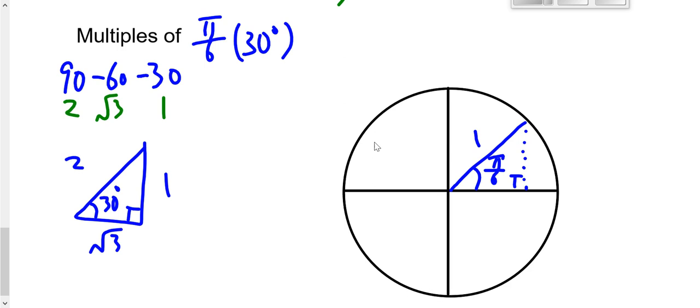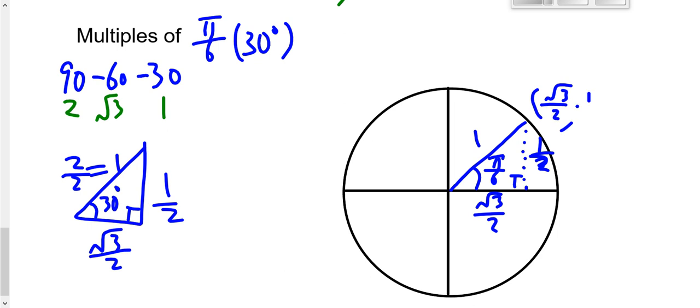Same thing, we want a unit circle, so the hypotenuse should be 1, but it is 2, so what do we do? Divide it by itself, so that gives you 1, and then divide everything else by 2. So that means the width here is root 3 over 2. The height here is 1/2. So what is the coordinate of this point? Root 3 over 2 and 1/2.